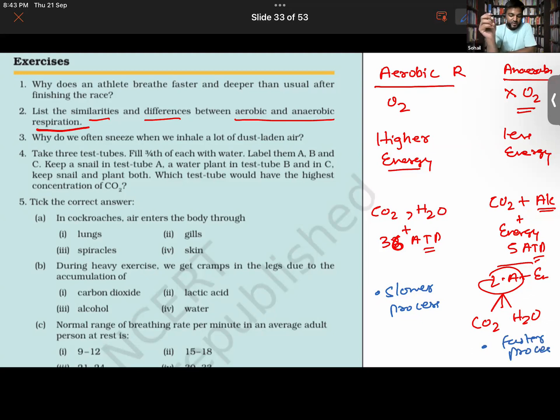Okay. Next question. Vaiga, you see this. Sundus, you see question number 3. Read the question and what does it say? Why do we often sneeze when we inhale a lot of dust laden air? Like we feel irritation in the nose.